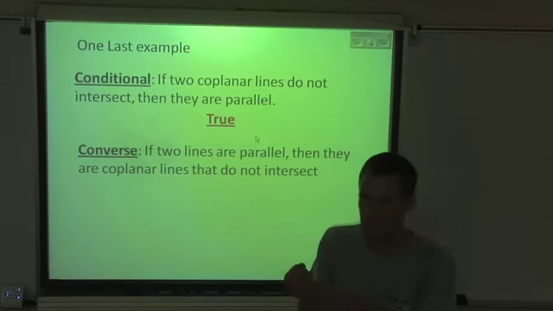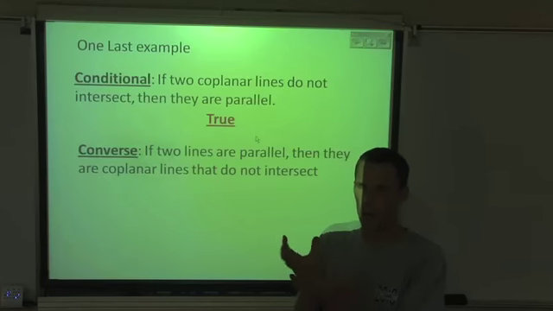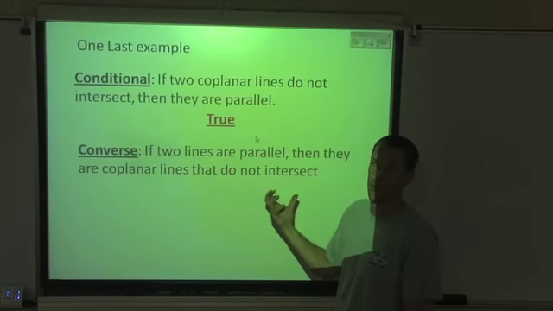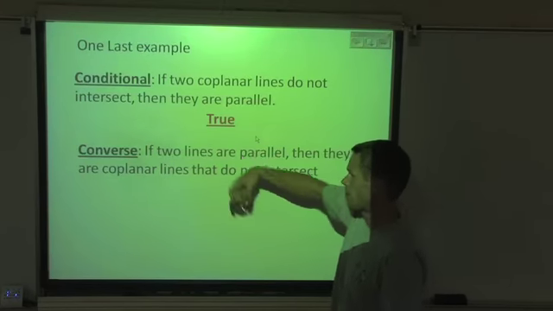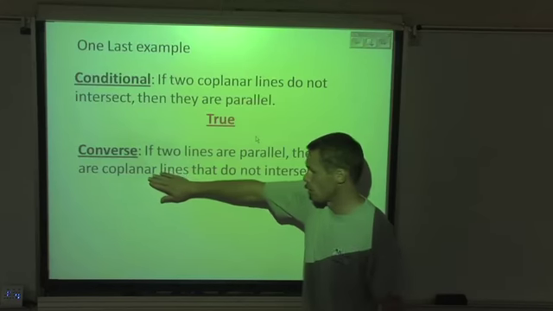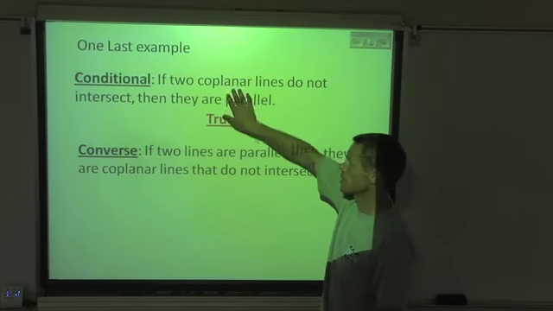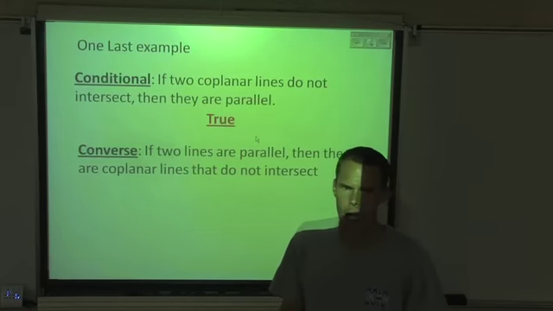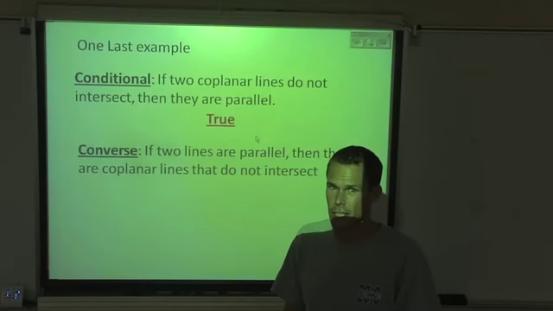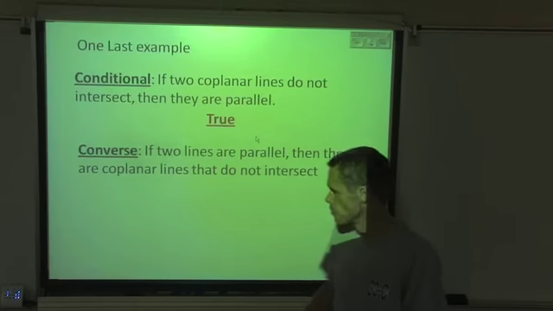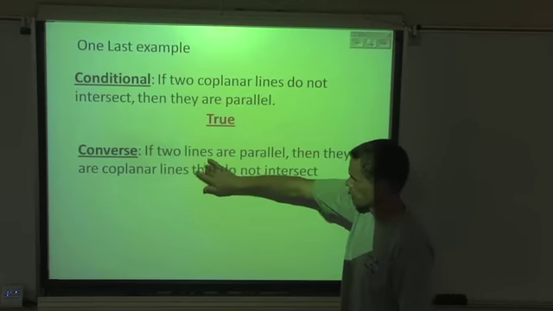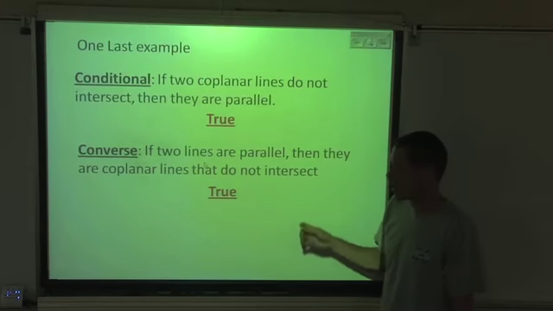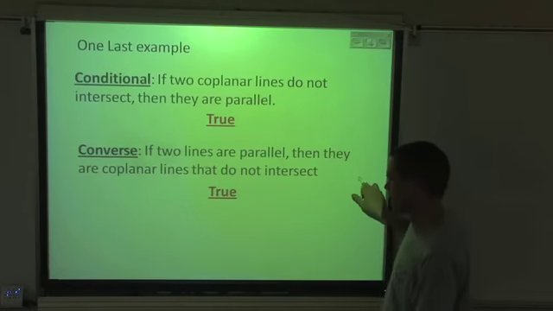Now, this statement is important because coplanar is not as critical here. If two lines are parallel, then they don't intersect would be true. But then the converse of this without coplanar would be this without coplanar. A really interesting statement that you might want to write down. The converse of the converse is the original statement. Now, this is true. If two lines are parallel, then they are coplanar lines that do not intersect. So we can write this as a biconditional.